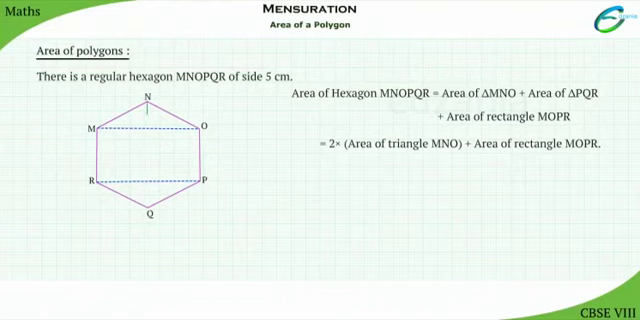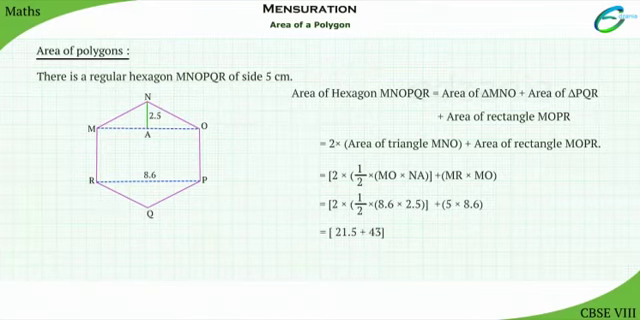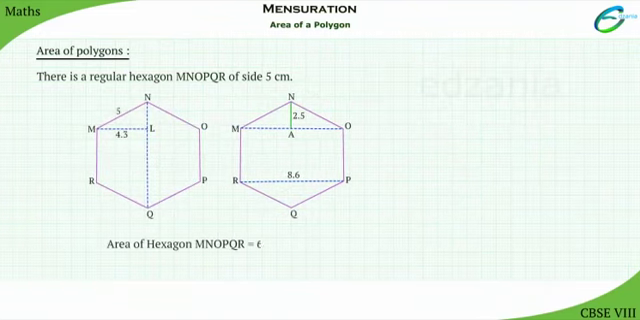Now, if all the dimensions in the hexagon are given as shown, then we can find the area of the hexagon. Recall that the area of a triangle is equal to half the product of base and height, and the area of a rectangle is equal to the product of its length and breadth. Now, substituting the values, we get the area of the hexagon as 64.5 square units. Observe that the area of the hexagon remains the same, no matter in which way the hexagon is divided.